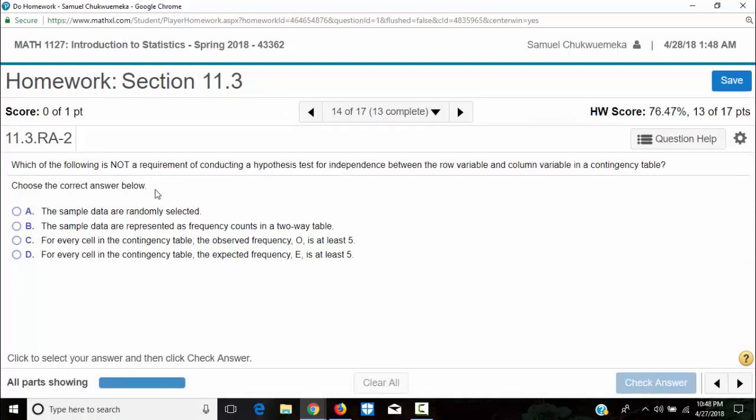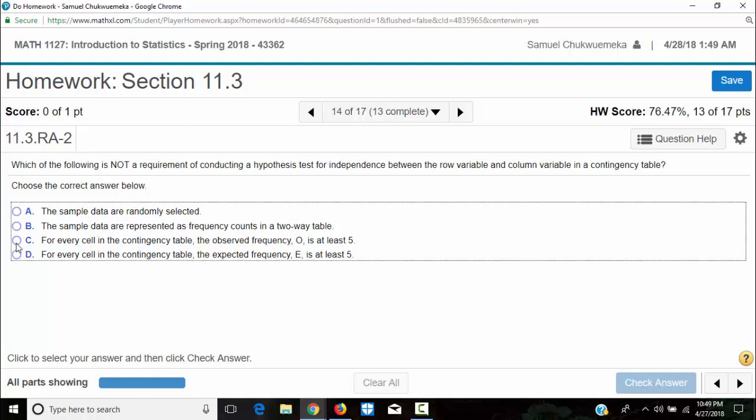Which of the following is not a requirement of conducting a hypothesis test for independence between the row variable and column variable in a contingency table? Well, in a contingency table, the expected frequency is at least 5. The sample must be randomly selected. Sample data are represented as frequency counts in the two-way table. That's right. But the one that is not a requirement is the observed frequency being at least 5. That's not a requirement.